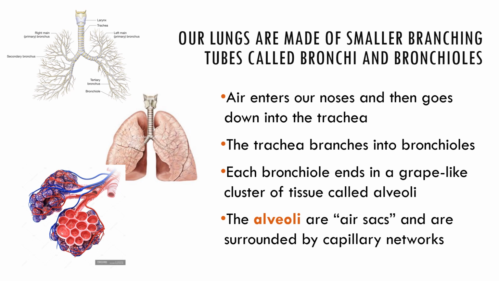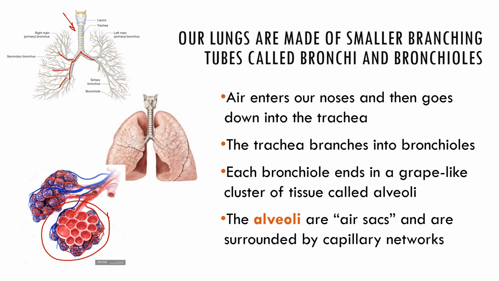So air enters through our nose, goes down into the trachea, which is this gigantic structure that looks like the big trunk of the tree. That branches off into what we call the bronchi. The bronchi then go down into smaller and smaller bronchioles, and the bronchioles end in these grape-like sacs of tissue called alveoli. The alveoli are literally just air sacs, and these air sacs are completely surrounded by capillaries.